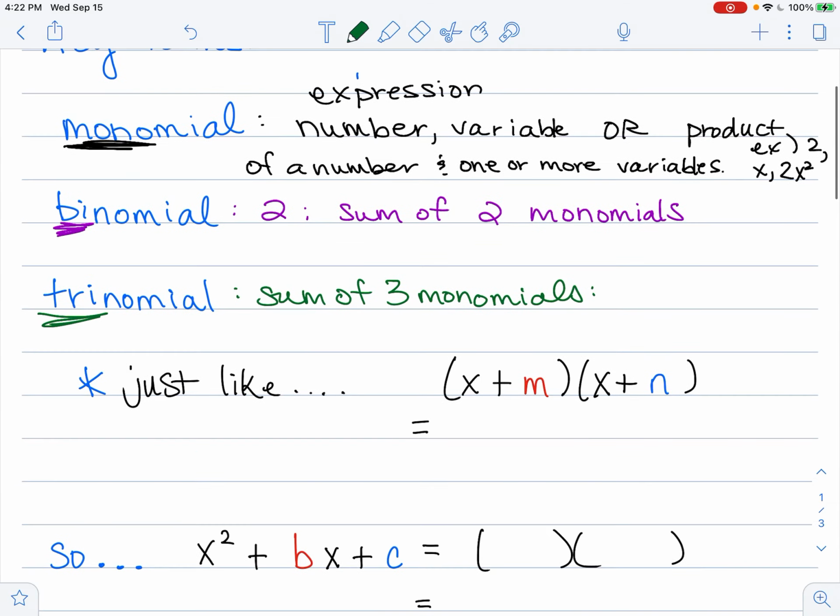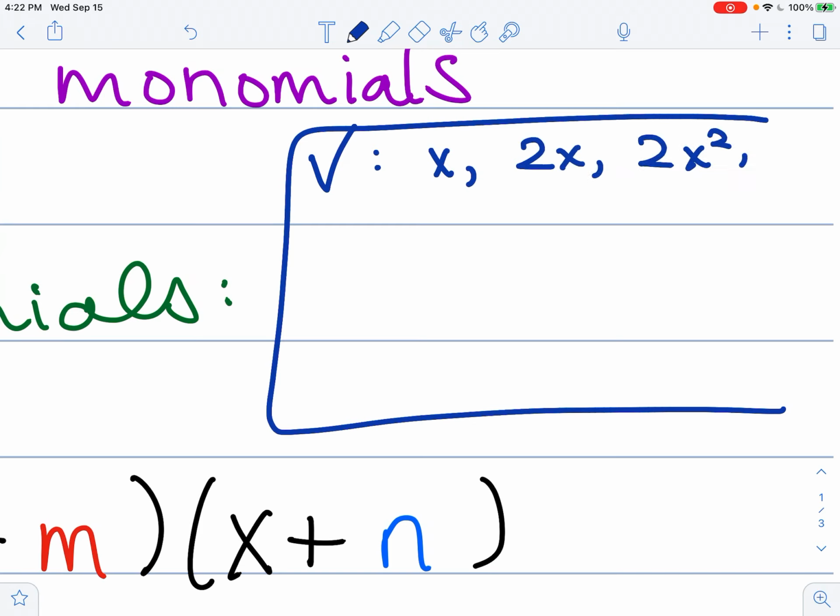So what else is a monomial? Let's talk about what's a monomial really quick. Okay, so let's make a box right here. Here's what a monomial is. It can be x, it can be 2x, it can be 2x squared, it can be xy, it could be x squared y, it could be 3x squared y. It could also have something like 1/3 x or negative 2x, things like that, okay? Where we have a variable or a number times a variable or several variables.